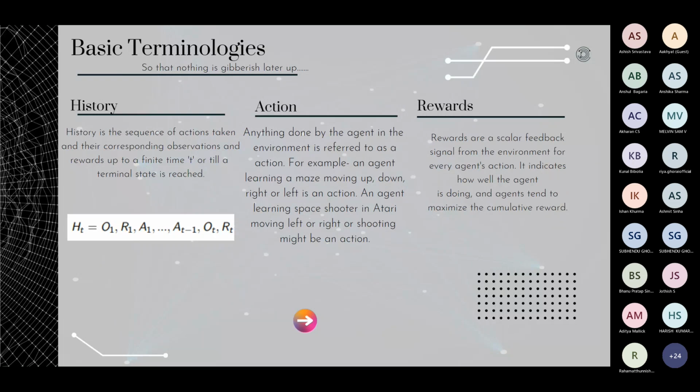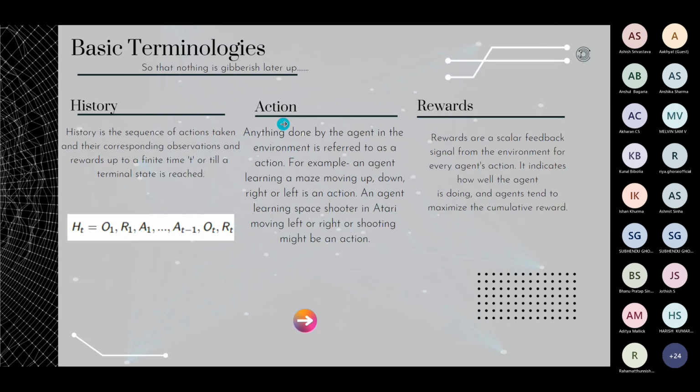We have used the word action very frequently here, so what do we mean by an action? Anything and everything that an agent does in an environment is what we call an action in reinforcement learning terms. For example, if you have an agent in a maze, then moving up, down, right, or left is called an action. Or suppose you have a space shooter game in Atari, then moving left or right, shooting, or blocking might be an action. This is how we tell what an action is.